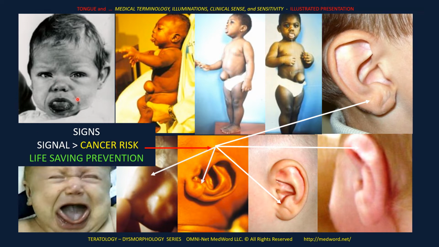And nosology tells our clinician that this is a very valuable sign. It is a signal of cancer risk. And why is it important? Because it's life saving. This baby may not have the cancer yet. Those cancers appear after the age of 1 or so until some limited age, 7 or 8.